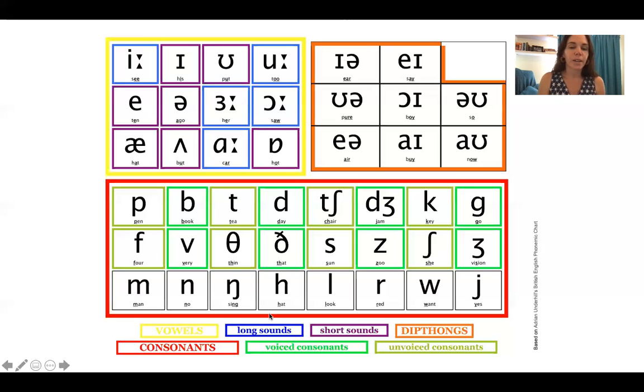Zh. These ones down the bottom don't have a color around them, so you can decide for yourself. Are they voiced or unvoiced? Mmm. Mmm. R. W. And y.